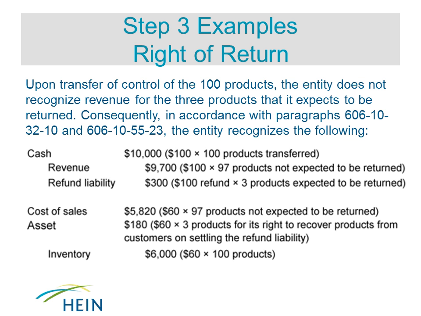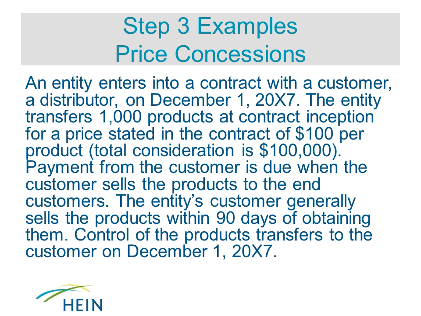Cost of sales and inventory is going to also account for the 97 items in cost of sale, and create an asset for the cost component of the 3 items that are expected to be returned. So that gives us an example of how to deal with right of return, just one example of variability within the transaction price.